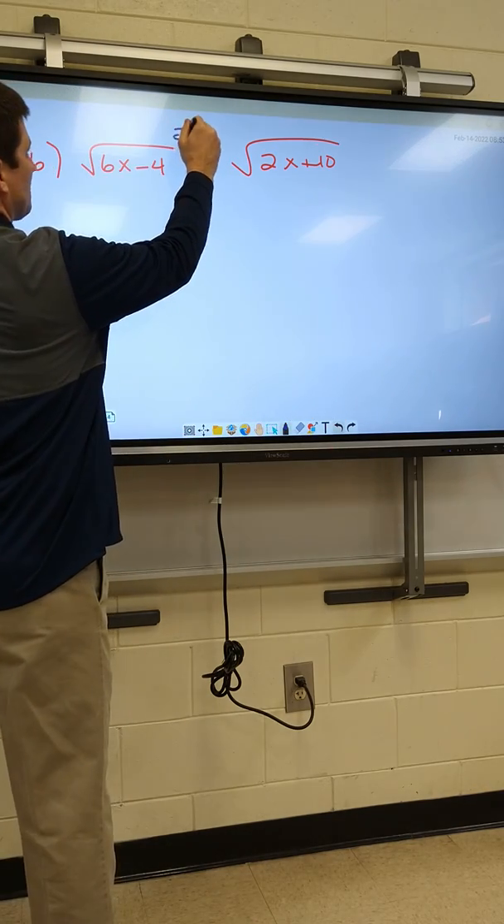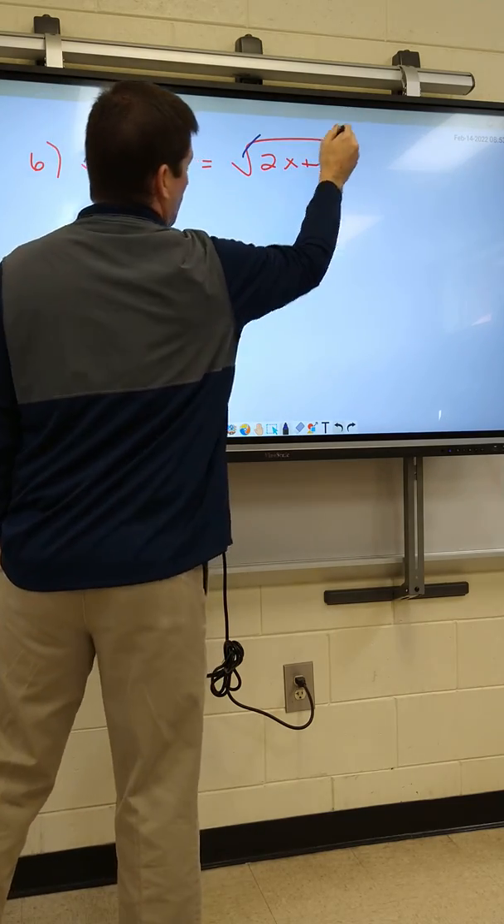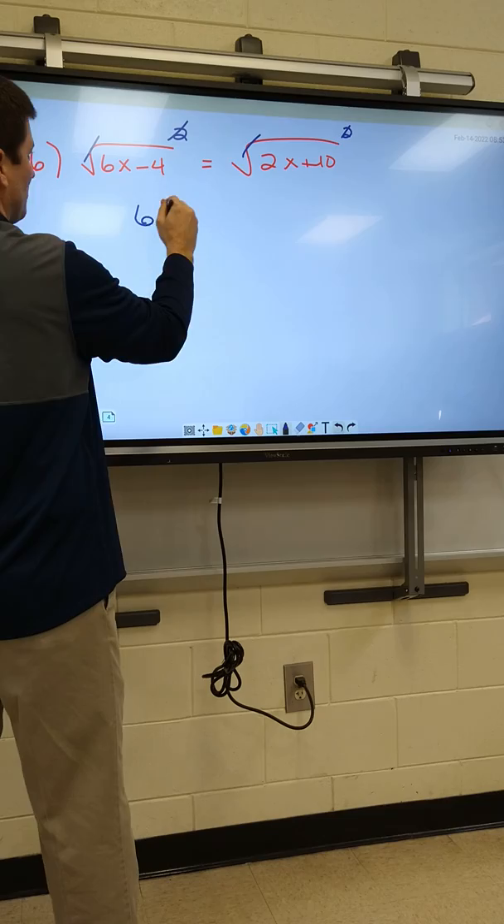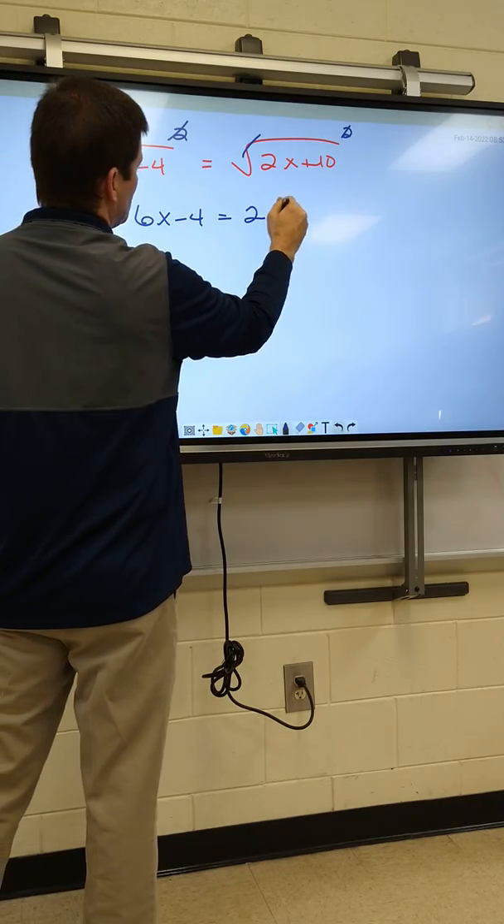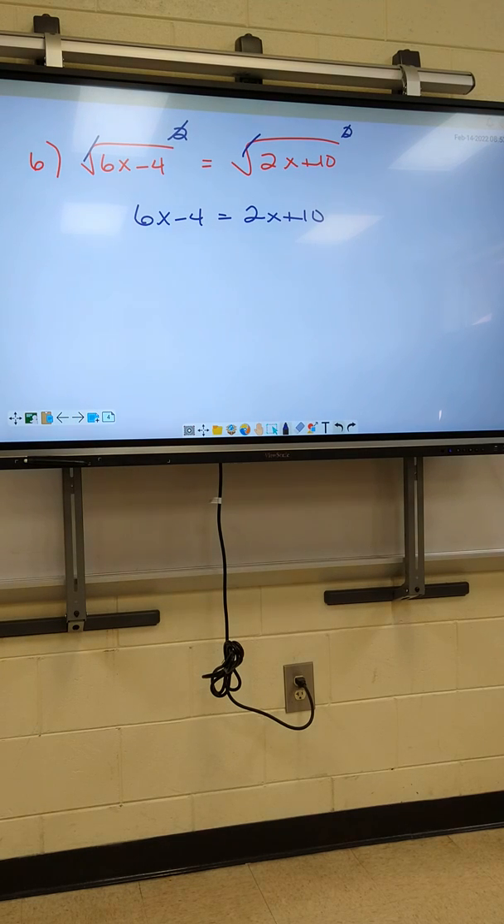If you'll square the left side and square the right side, it gets rid of the square root symbols for you. All you got to do now is bring down 6x minus 4 and 2x plus 10. Now solve that equation, you got your answer. So these are really, really easy. Now do your like terms. Get your x's together on the left, get your numbers together on the right. Let's see what we get.